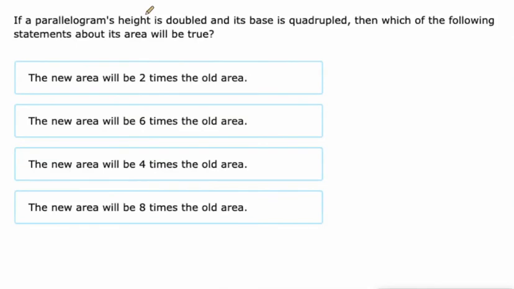If a parallelogram, if its height is doubled, and its base is quadrupled, then what of the following statements will be true about its area? Well, doubling the height and quadrupling the base, that's going to be 8 times the area.